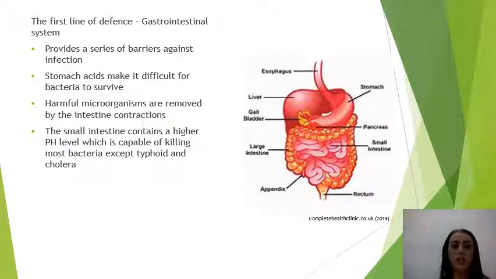Another part of the body's first line of defence is the gastrointestinal system. The gastrointestinal system provides a series of barriers against infection. Firstly, we have the stomach acids, which make it difficult for bacteria to survive. We then have the harmful microorganisms that are removed by the intestine contractions. The small intestine contains a higher pH level, which is capable of killing most bacteria except typhoid and cholera. The diagram there shows the gastrointestinal system.